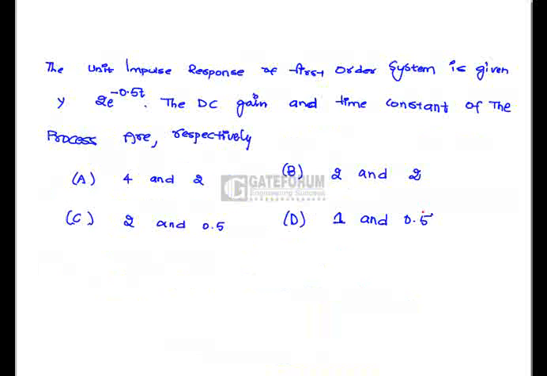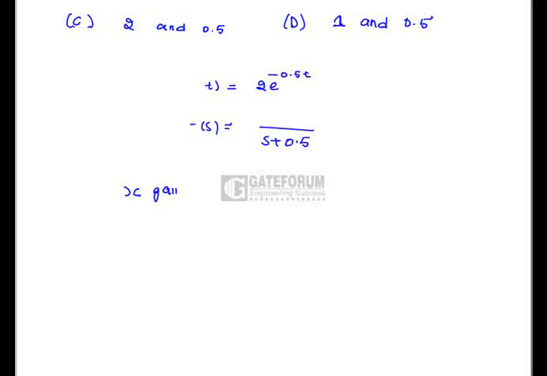Hence option B is correct. The unit impulse response of a first order system is given as 2 e power minus 0.5t. The DC gain and the time constant of the process are, respectively? See, h of t is 2 e power minus 0.5t, which means H of s equals 2 by s plus 0.5. First of all, the DC gain is obtained by putting s equals 0, that is frequency equals 0. It is 2 by 0.5, which equals 4.